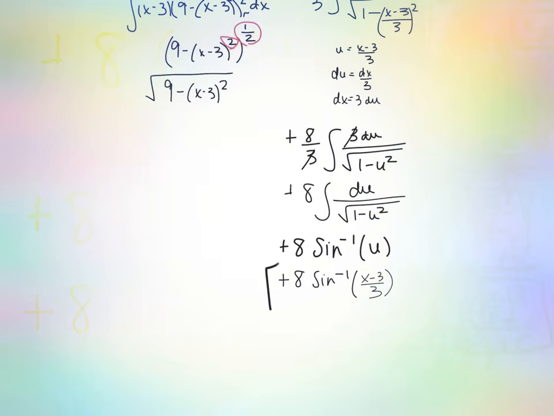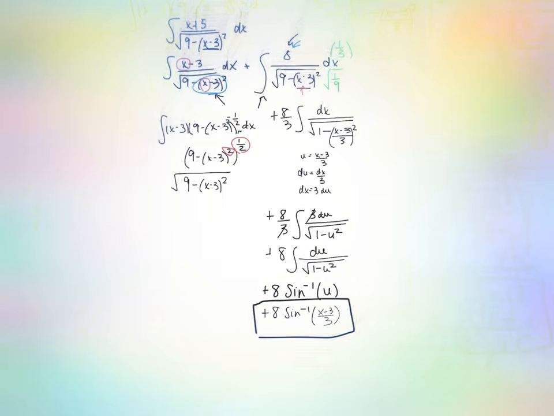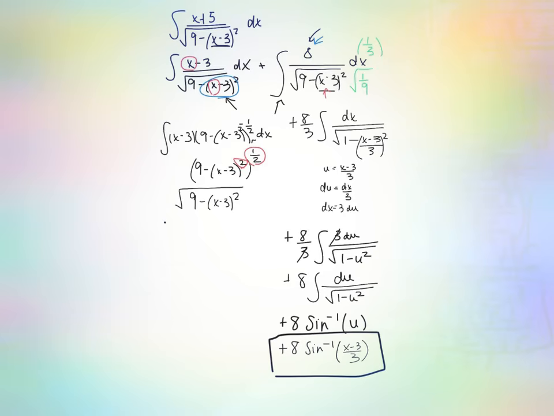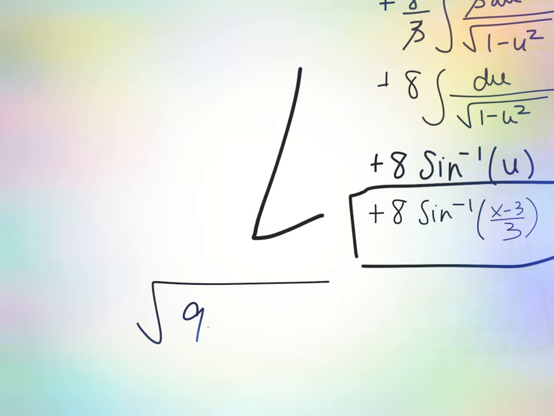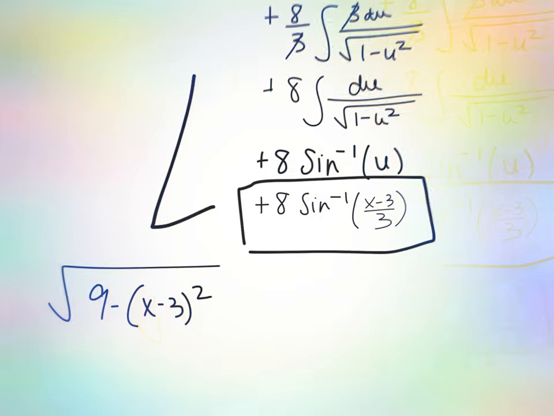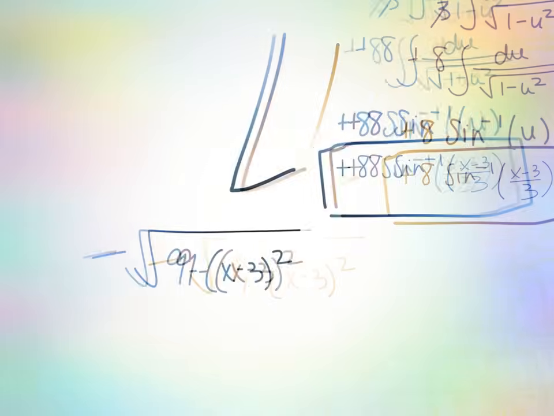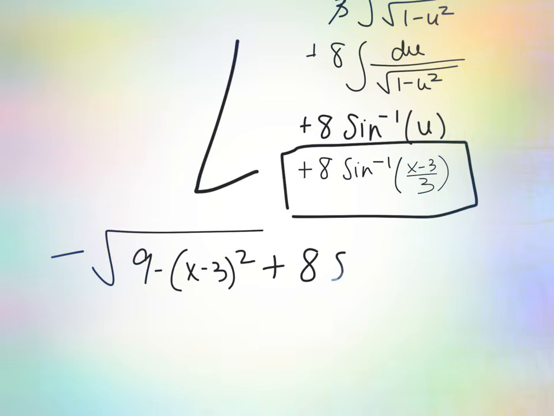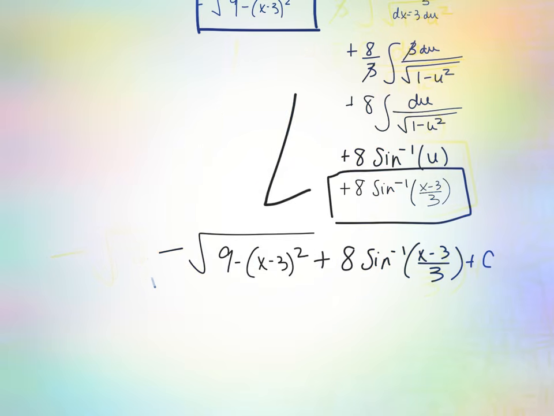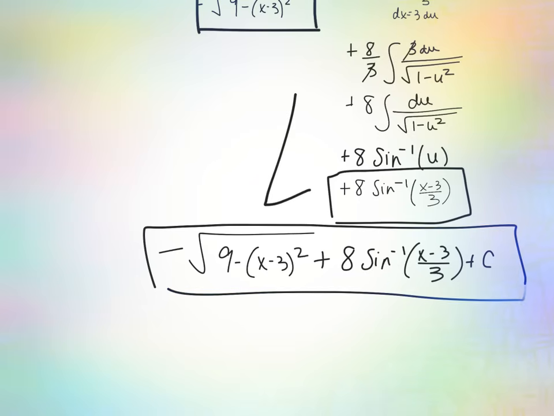So therefore, for this part, we have this answer. And then for the top part, we have this part. So put those two together, you get negative the square root of 9 minus x minus 3 squared. Sorry, that should be a negative there. Plus 8 inverse sine of x minus 3 over 3 plus your constant. So that is your final answer.